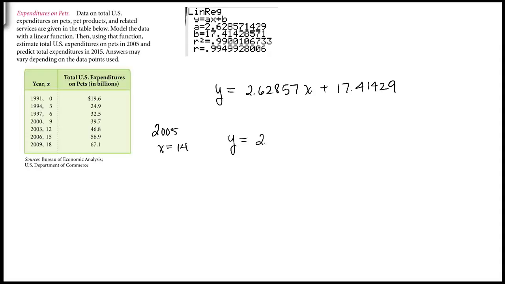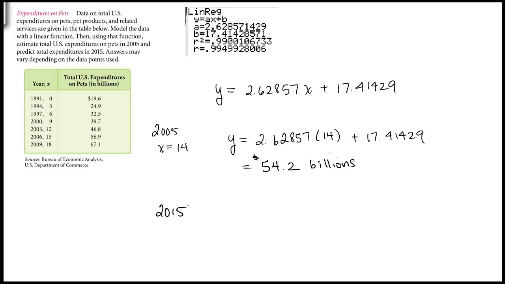Still using the same data points that we have, let's evaluate what the expenditure would be for 2005. So again, I have y is equal to 2.62857x plus 17.41429. For 2005, we said that x was 14 years later. So let's plug in 14 for x. And that value is going to be $54.2 billion.